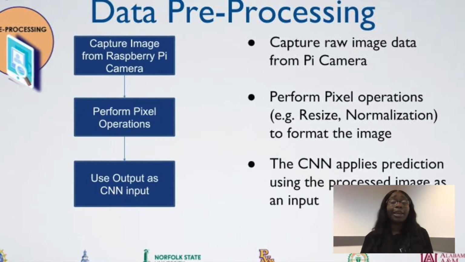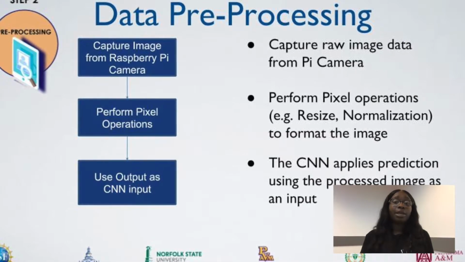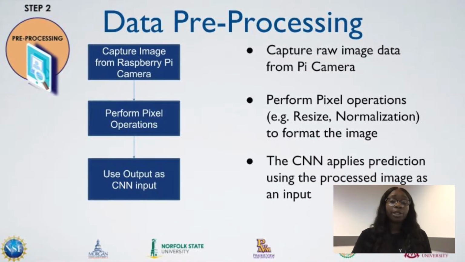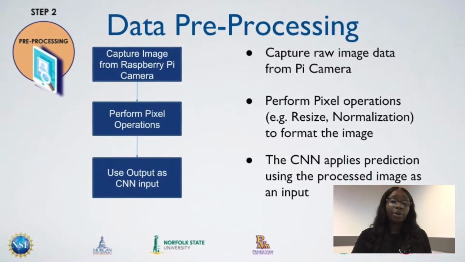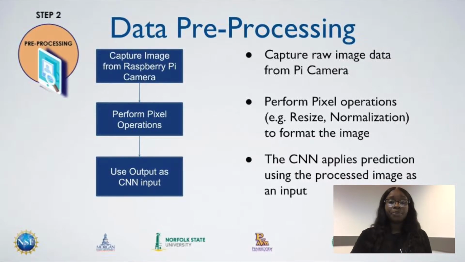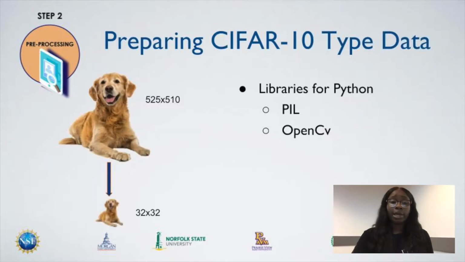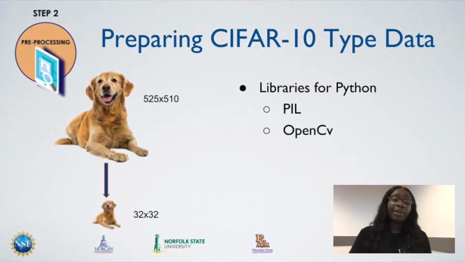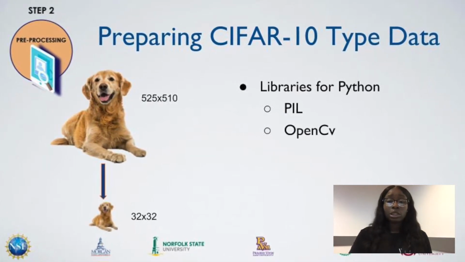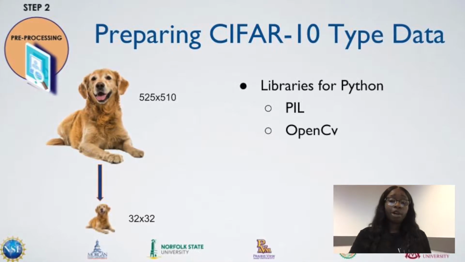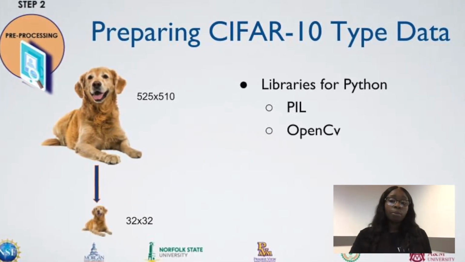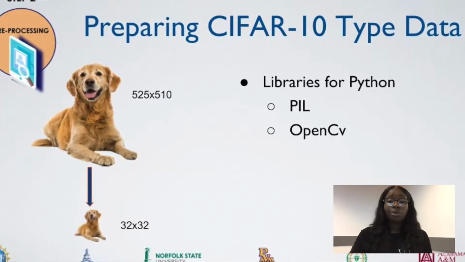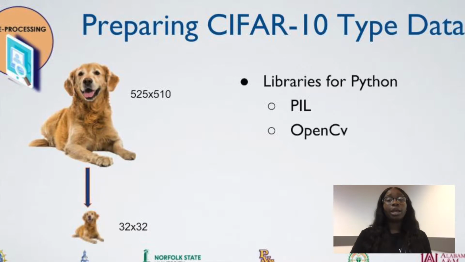Data preprocessing. Here's an outline of how we will preprocess data. Capturing the image with the Raspberry Pi camera is the first step, and then we'll perform the necessary pixel operations to then use that output for the CNN input. Now, when preparing the CIFAR type data, an additional step is needed: once the image is captured with the Pi camera, the picture will need to be resized. As you can see, the larger dog image, being 525 pixels by 510, was reduced to 32 by 32 pixels with the help of Python libraries, to name a few: Python Imaging Library and OpenCV.